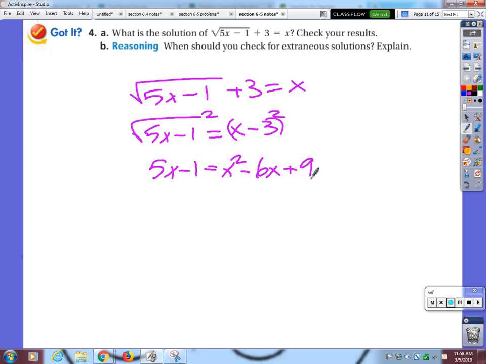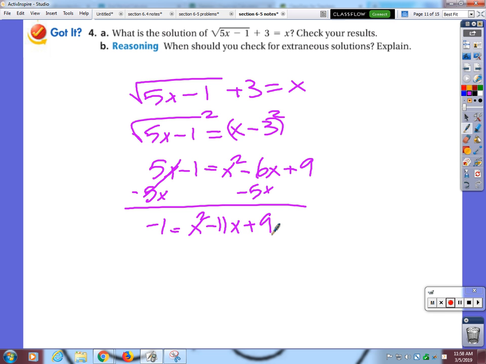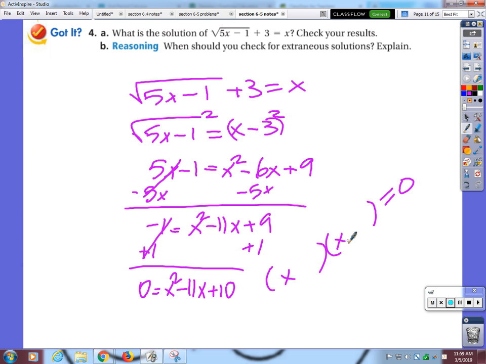Okay, then I need to again set this equal to 0 in order to solve. So I'm going to subtract 5x from both sides. Yep, you could technically add 1 first. That order doesn't matter. Good question. So now I'm going to add 1 to both sides. So that gives me x squared minus 11x plus 10. So then I need to factor that. So I'm looking for two things that multiply together to be positive 10 and add to be negative 11. And those are negative 10 and negative 1. So yes, Sage, that means my two answers are the opposite. Since it was negative 10 and negative 1, 10 and 1.